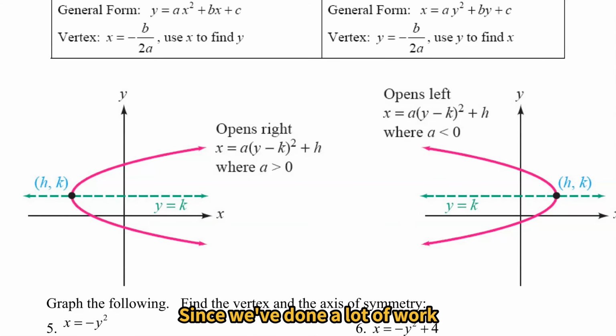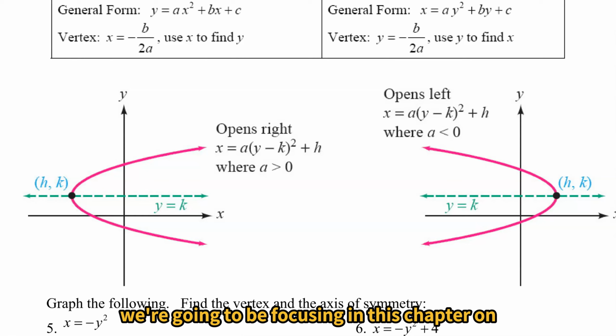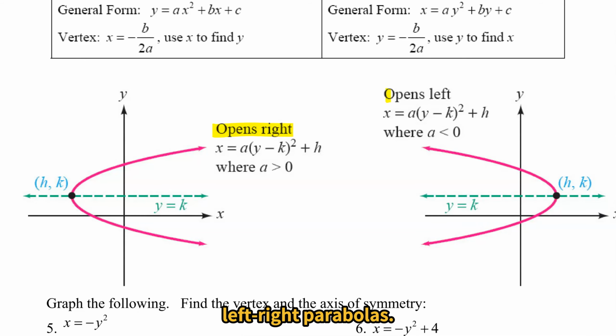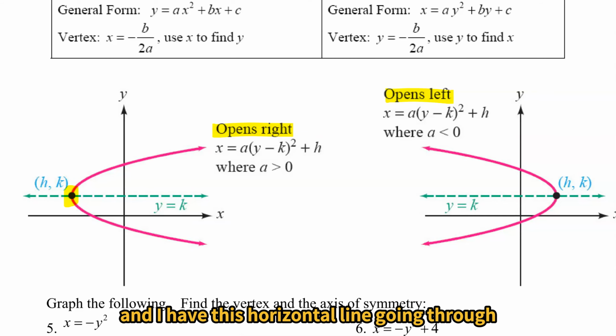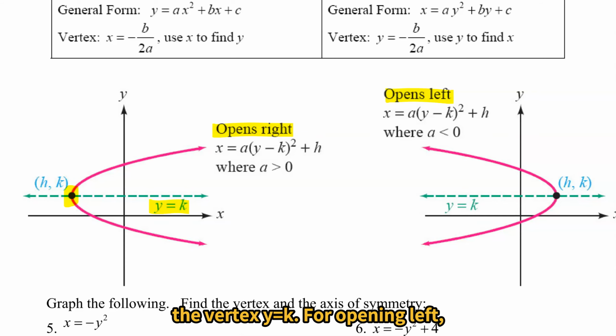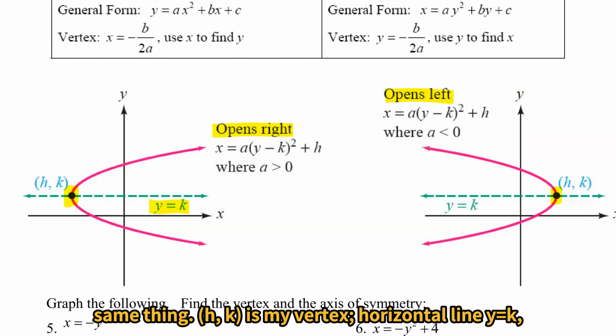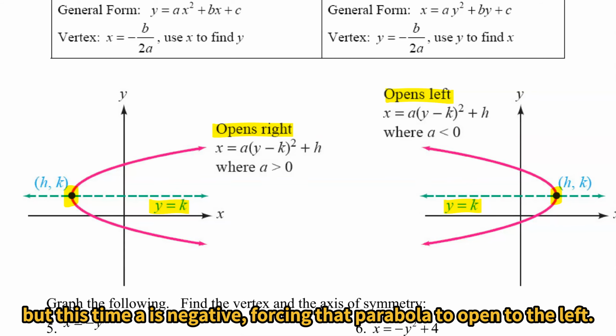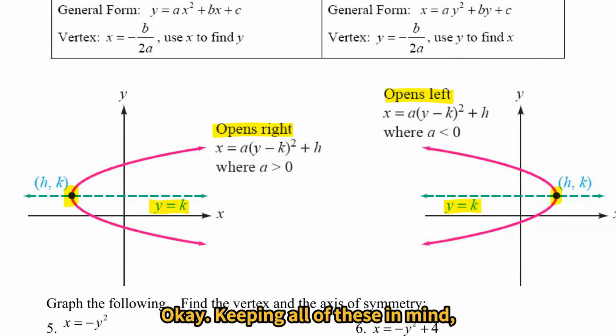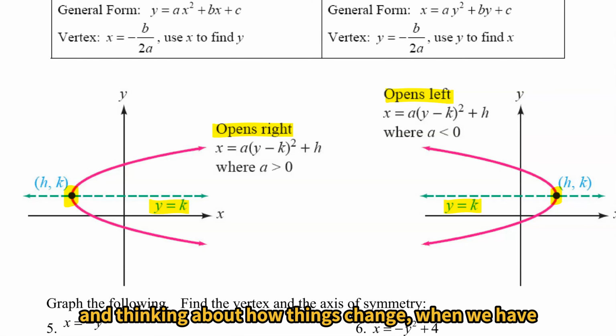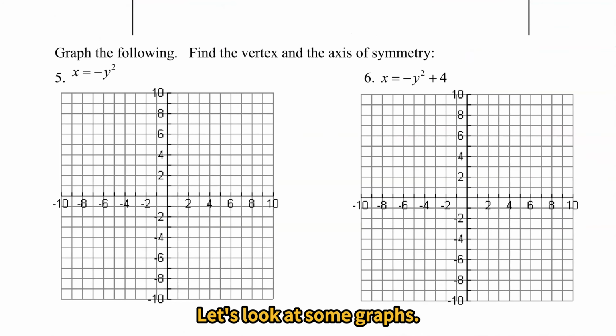Here's what we mean. Since we've done a lot of work already on up-down parabolas, we're going to be focusing in this chapter on left-right parabolas. In the first graph that opens right, a is positive, (h, k) is my vertex, and I have this horizontal line going through the vertex, y equals k. For opening left, same thing, (h, k) is my vertex, horizontal line y equals k, but this time a is negative, forcing that parabola to open to the left. Okay. Keeping all of these in mind and thinking about how things change when we have an x equals equation, let's look at some graphs.